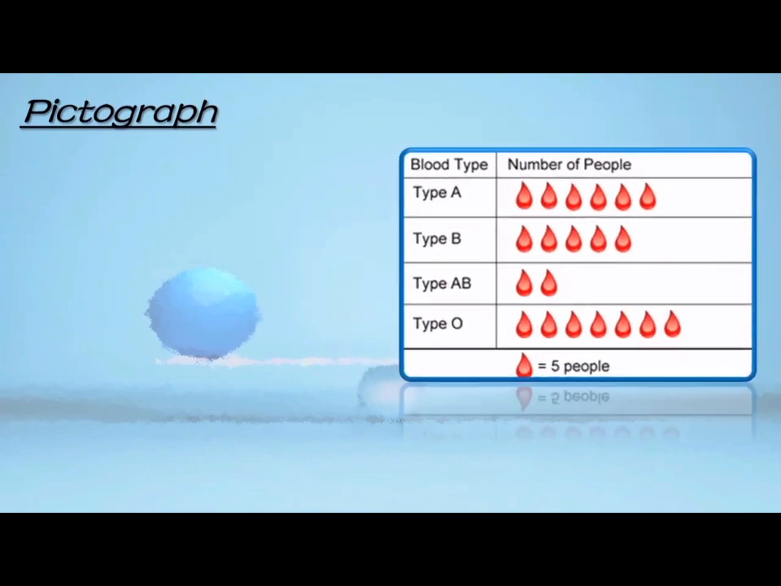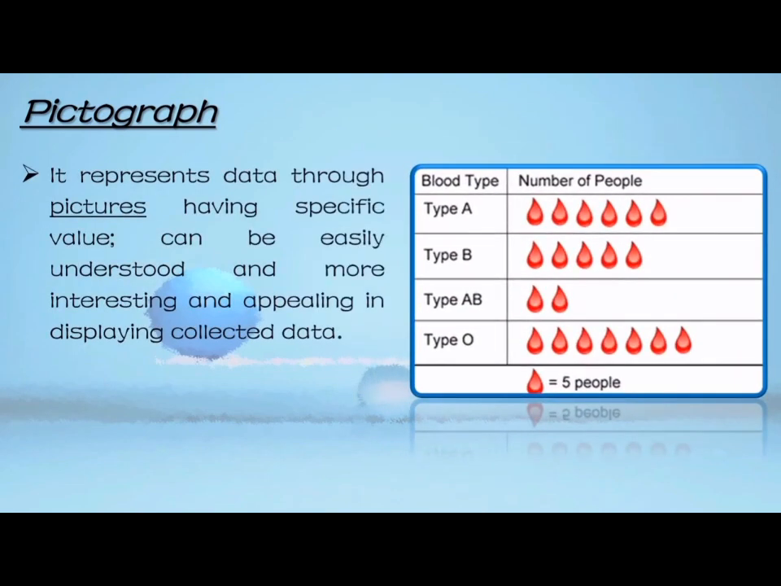And last is the pictograph. It represents data through pictures having specific value. It can also be easily understood and more interesting and appealing in displaying collected data.